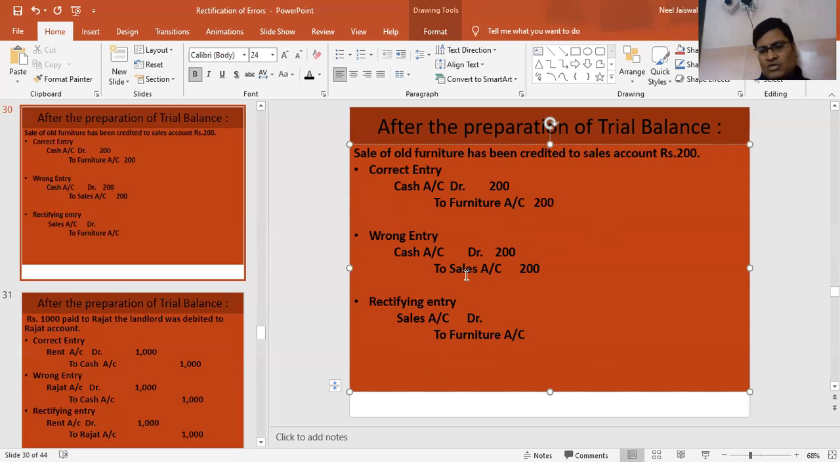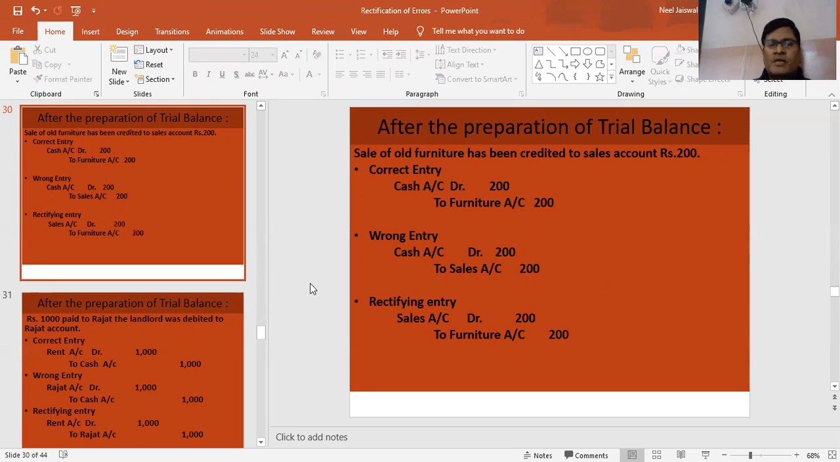Sales account should not have come. When you are selling furniture, it should be furniture only. So you have to cancel this sales, which is a credit item. Remember, to cancel any credit item, debit it. So sales account is debited. And furniture you have not recorded. As you have not recorded furniture, furniture has to be credited. So sales account debit to furniture.